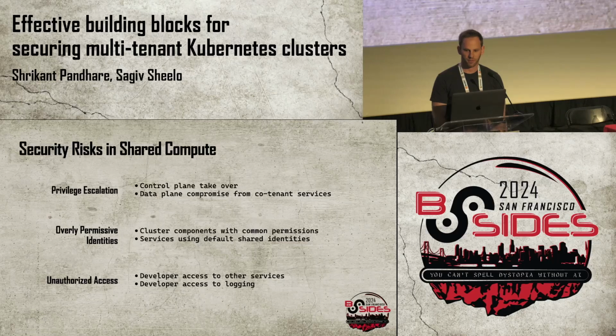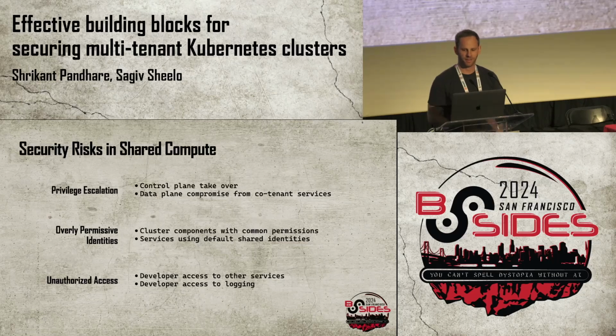Another risk is the use of overly permissive identities. By default, Kubernetes uses a node identity for all services, and all tenant-required permissions would need to be given on the node. It does not follow the least privilege principle. Services would share each other's permissions to cloud resources.